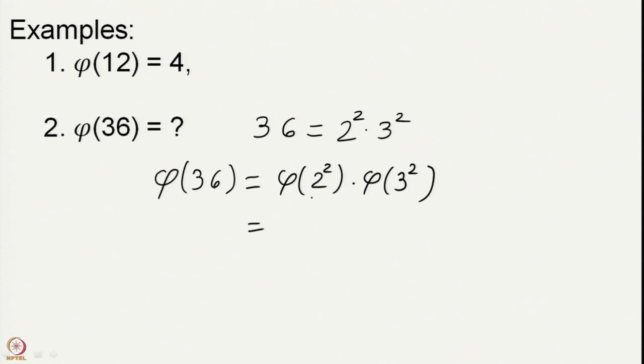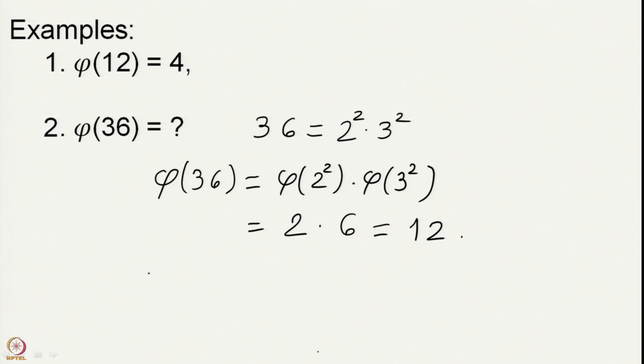We have computed phi 2 square in our last lecture, last slide: 2 square minus 2, so this is equal to 2. And phi of 3 square will be 3 square minus 3, so that is 9 minus 3, which is 6. And so we get the Euler phi function of 36 to be equal to 12.